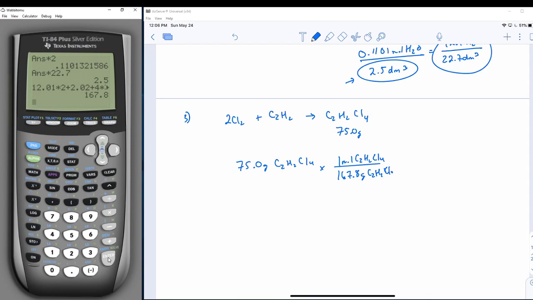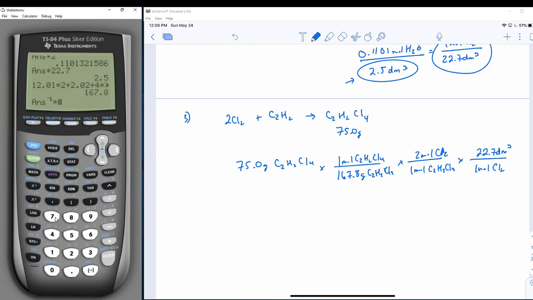Well, our mole ratio is 1 mole of C2H2Cl4 to 2 moles of Cl2. And 1 mole of Cl2 is 22.7 decimeters cubed. We're assuming STP unless otherwise stated. 2 times 22.7. Okay. And that gets you 20.29 decimeters cubed of chlorine gas.